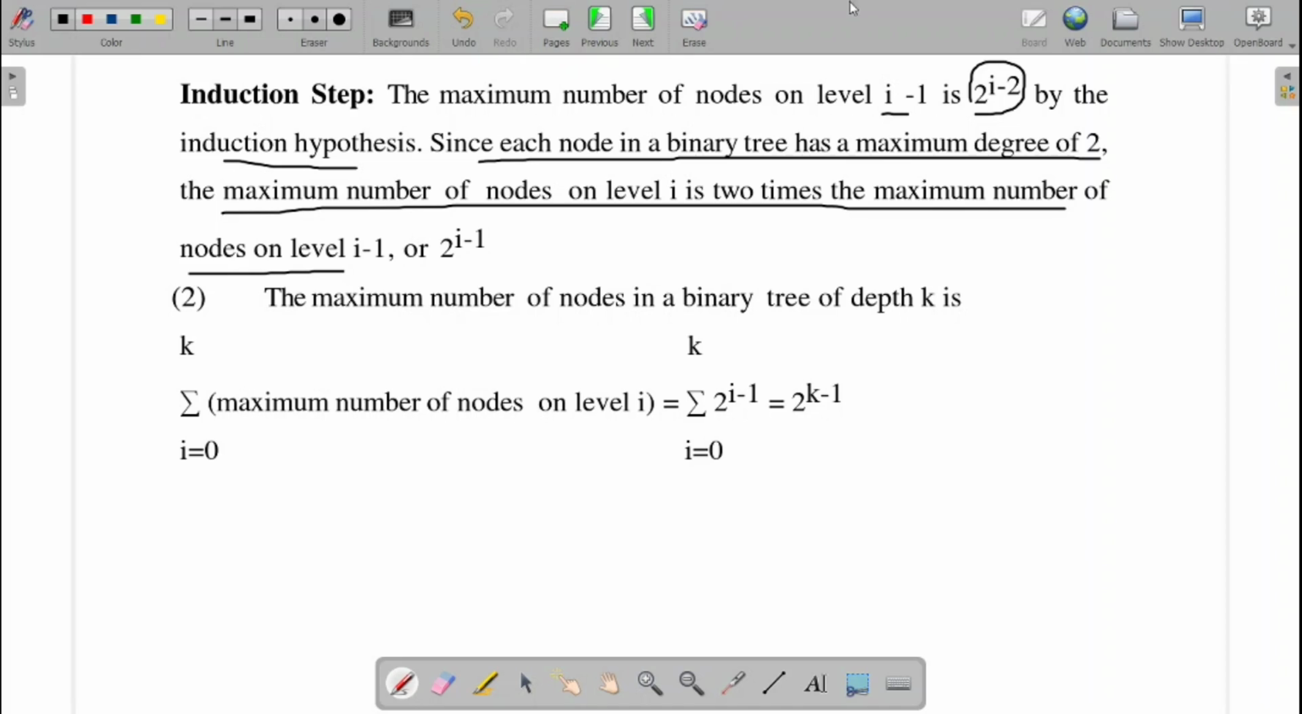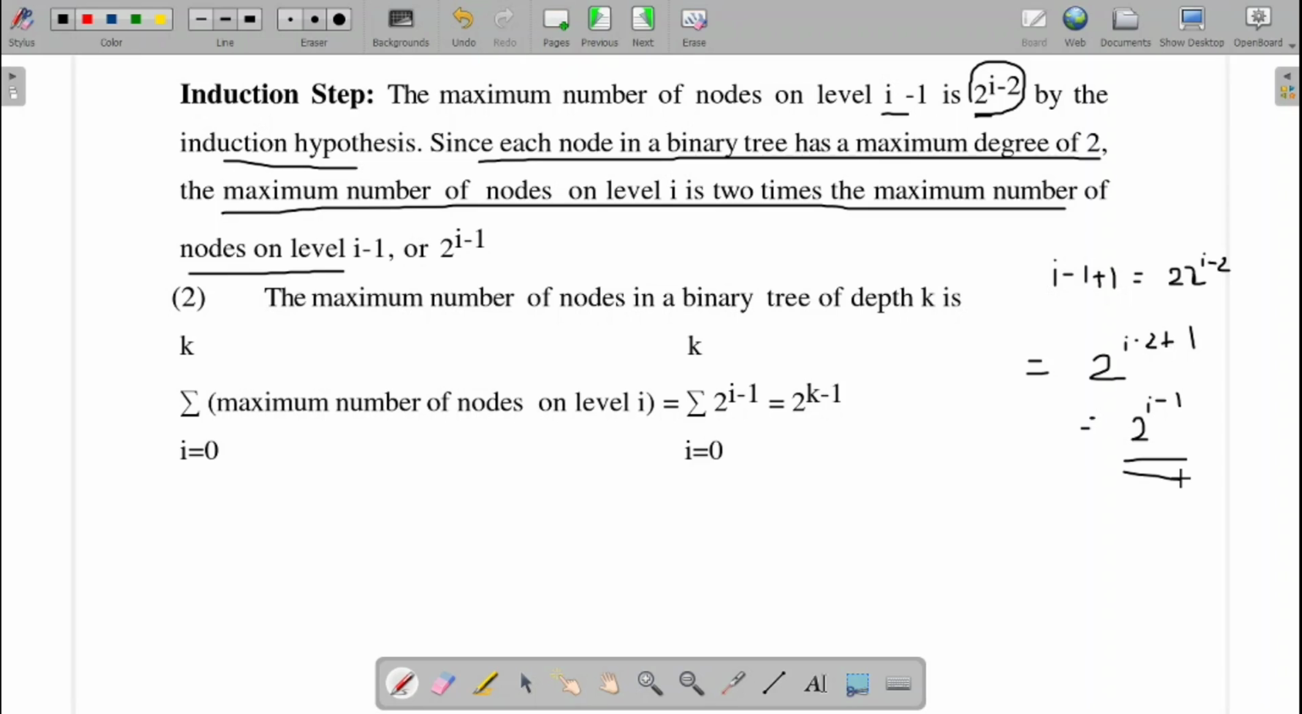So when we multiply this by 2 for the next level, what happens? i minus 1 plus 1 is my next level. So what happens to this one? 2 into 2 power of i minus 2, which will be equal to 2 power of i minus 2 plus 1, which will be equal to 2 power of i minus 1. So this is what our proof is. 2 power of i minus 1. This is what our proof is.